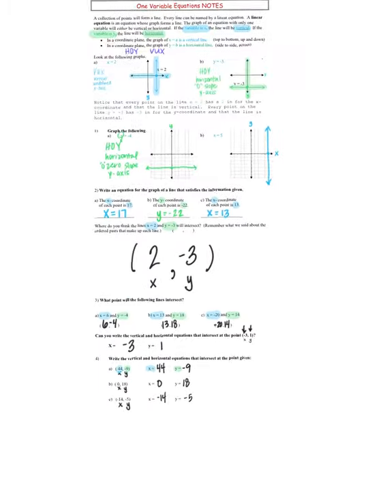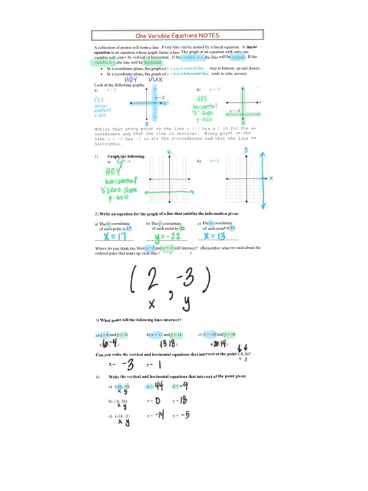So again, we're just talking about one variable equations, and we're talking about when x equals a number, it's going to be a vertical line with an undefined slope on the x-axis. When y equals a number, it's going to be a horizontal line with a 0 slope on the y-axis. Okay, and you'll have a chance to practice this.